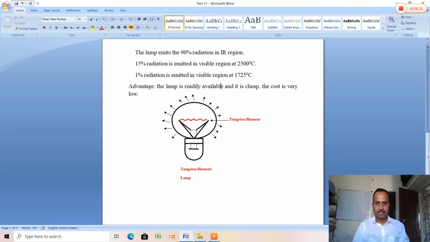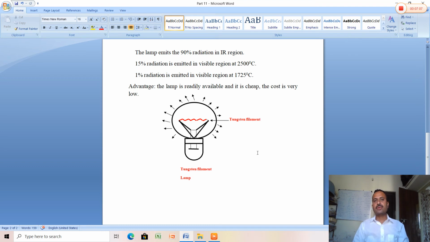This is a typical block diagram of a tungsten filament lamp. The red part of this bulb is the tungsten filament. These are the basic components of any type of light source, and these arrows indicate the radiation coming out from the tungsten filament lamp. This is the base of the tungsten filament lamp. So this is the block diagram of the tungsten filament lamp.